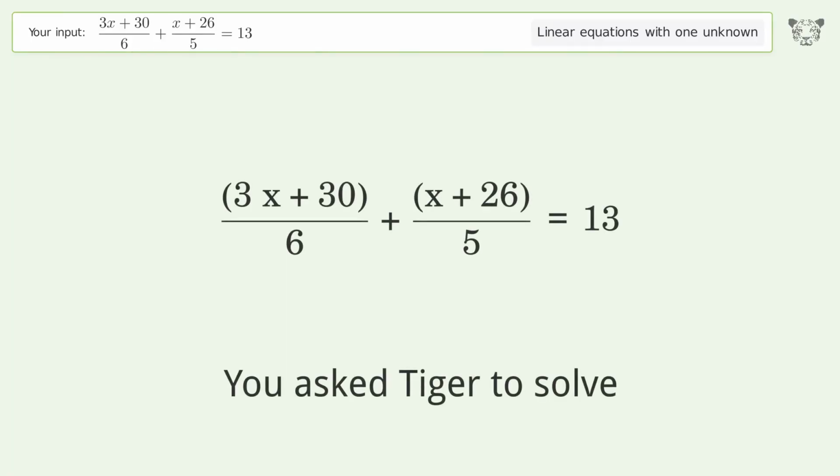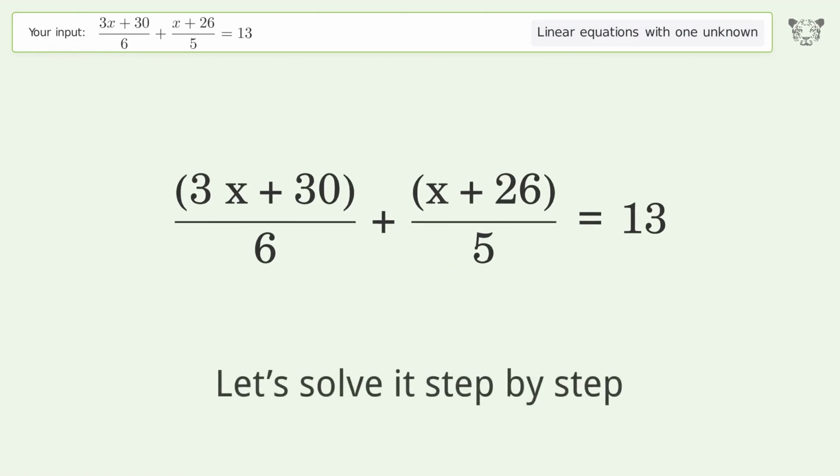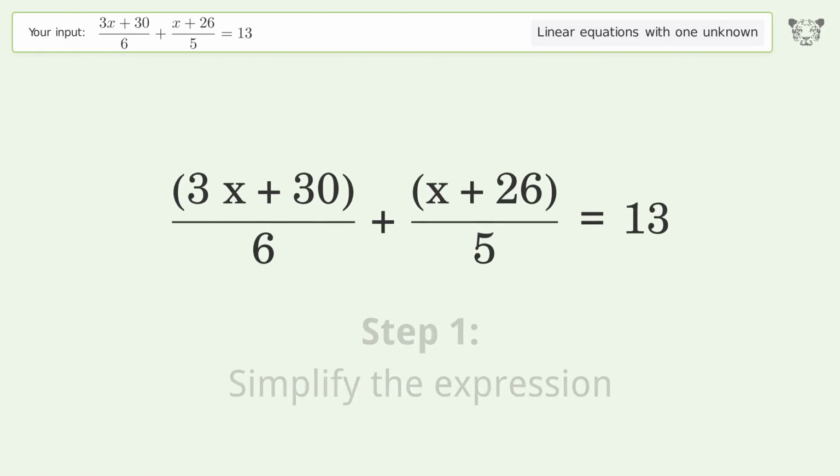You ask Tiger to solve. This deals with linear equations with one unknown. The final result is x equals 4. Let's solve it step by step. Simplify the expression. Break up the fraction.